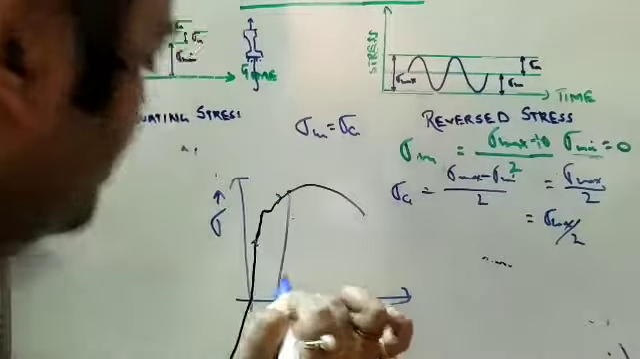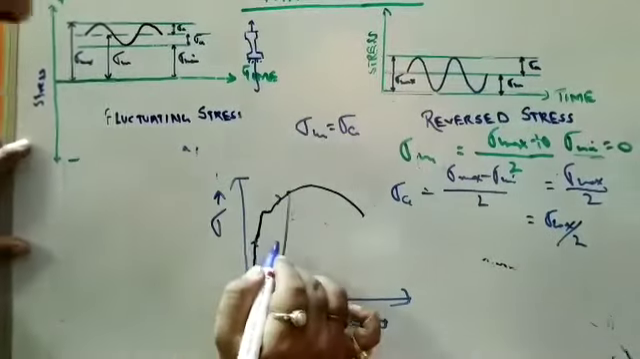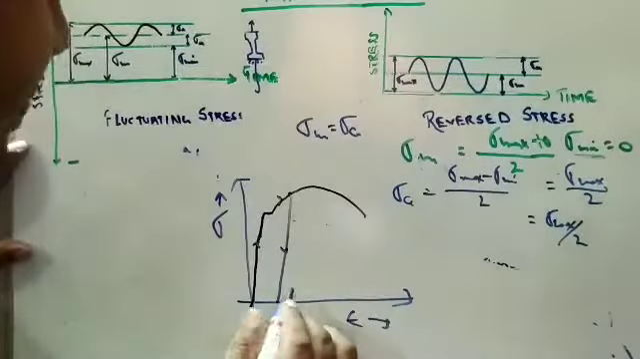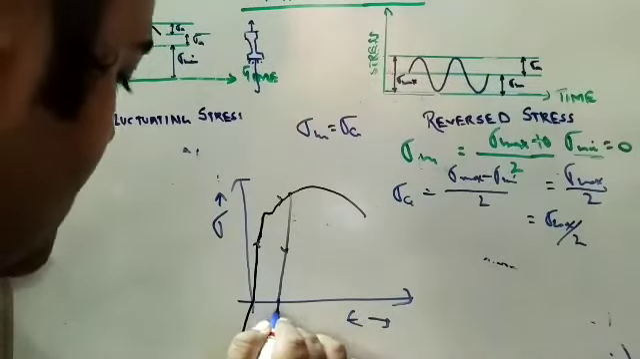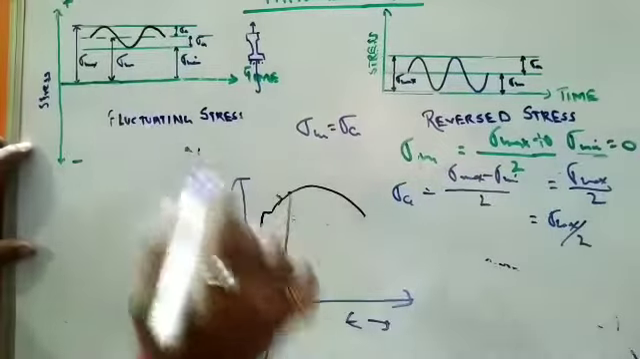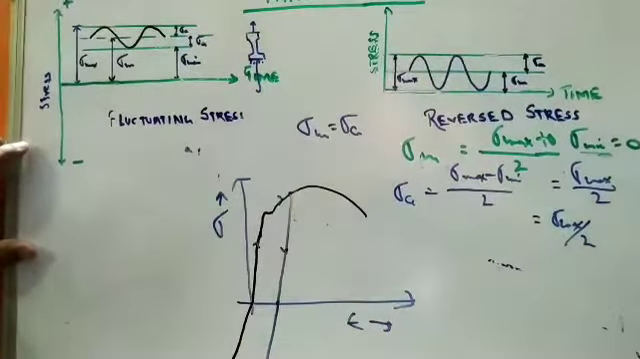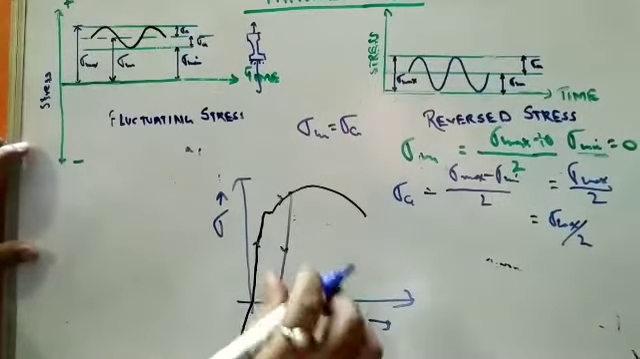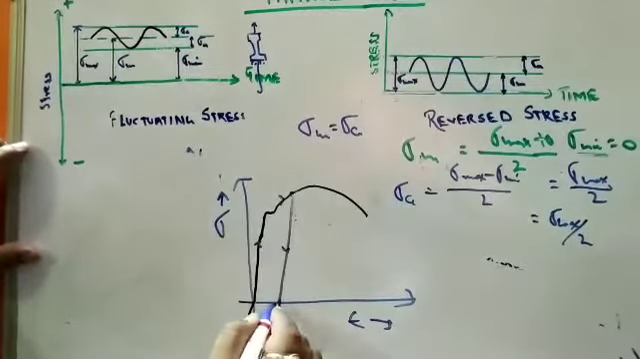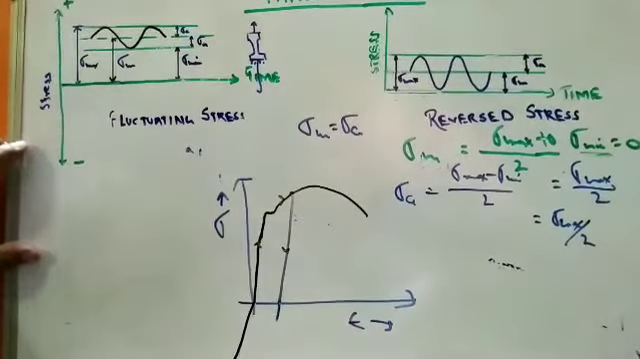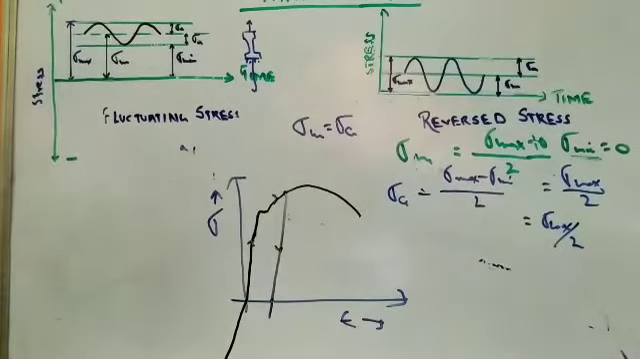Now we know unloading is always elastic. So the material comes like this and it moves like this. In the compressive force it moves like this. If you see the complete reversal load, it moves like this. So if you see the diagram, it comes like this. Now what happened?